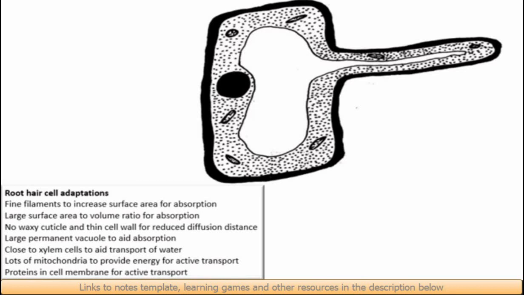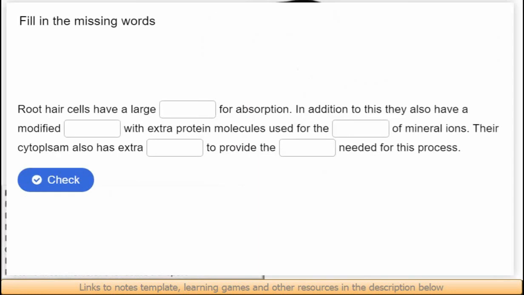Since root hair cells normally lack the light needed for photosynthesis, they don't waste the energy needed to manufacture chloroplasts within the cytoplasm.